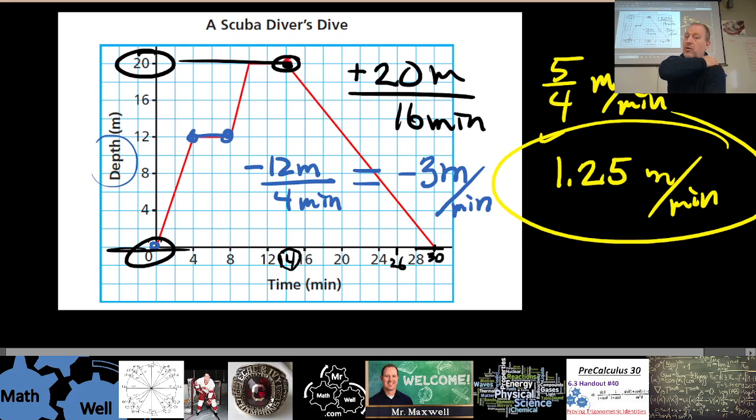Kind of going pretty slow, right? But okay, any other thoughts or questions about this graph? There could be a lot going on that we don't know about, but what we do know about is time and depth that the diver goes.